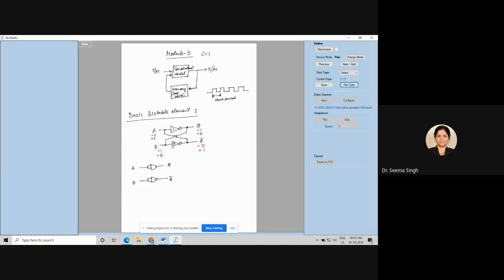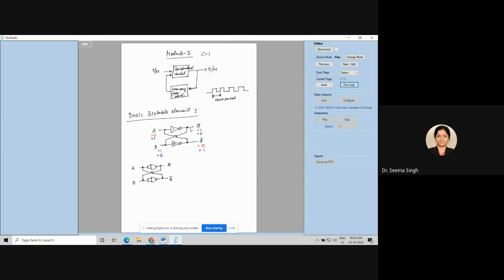So this 1 and 2, whatever I have shown with this basic NOT gate, can also be shown with this universal NAND gate. This universal NAND gate is connected in the inverter form. It is behaving as an inverter. So the same circuit, I am replacing this NOT by shorted NAND, and now this will behave as a basic bistable element. So if somebody asks you to make a basic bistable element using universal gate NAND, then this is the circuit.